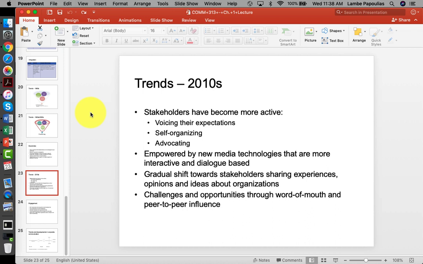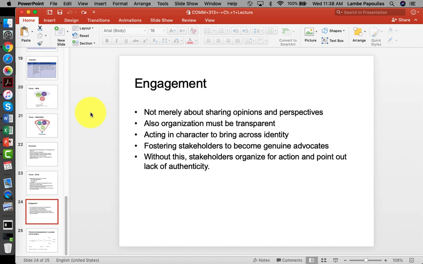Also, a gradual shift towards stakeholders sharing experiences, opinions, and ideas about organizations. You know, you can go on a Facebook page, share your opinion about the organization, and discuss it with others. And of course, there are challenges and opportunities through word of mouth and peer-to-peer influence. So finally, engagement, it's not merely about sharing opinions and perspectives. There's a lot more that goes into it.